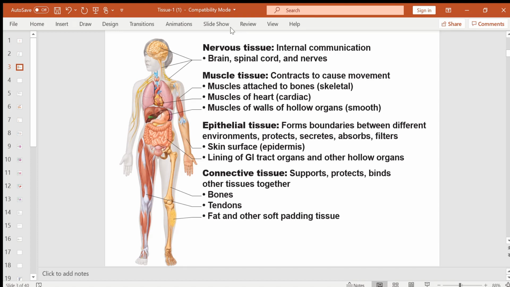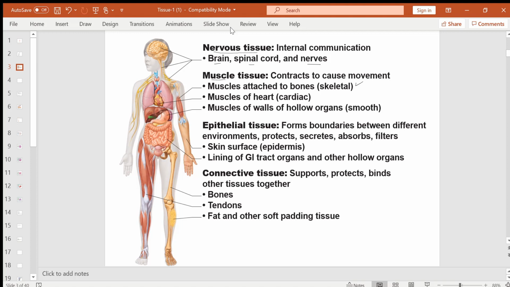Nervous tissue or neural tissue forms the nervous system, and as you know, the nervous system consists of the brain, the spinal cord and many nerves. So those are the structures formed by the nervous tissue. Next is the muscle tissue. Muscle tissue has three different types: skeletal muscle, cardiac muscle and smooth muscle.